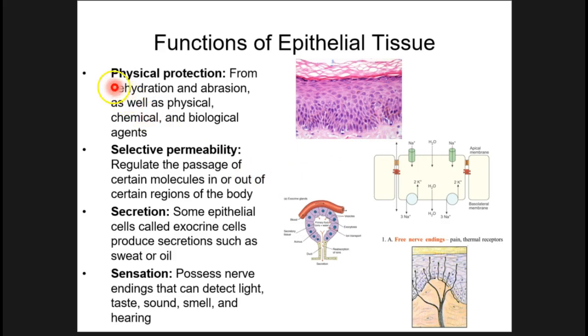So again, form and function, physical protection. The best way to get physical protection from an epithelium is to have a lot of layers, or to have some kind of cell-to-cell connection that's going to be very strong or protective.